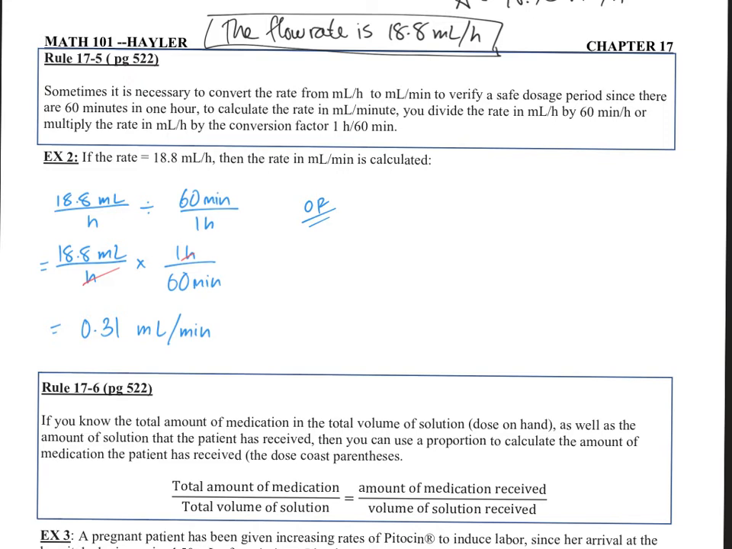Or the other way we can do it is to start with the 18.8 milliliters per hour and multiply it by the 1 hour per 60 minutes. This way is much simpler than doing the division, but in our textbook they showed the division, so I decided to show you the division. Multiplying that out, we'll come out with 0.31 milliliters per minute. So it's probably easier to do the multiplication first, but there would be times when it's advantageous to use the division. Both methods work.